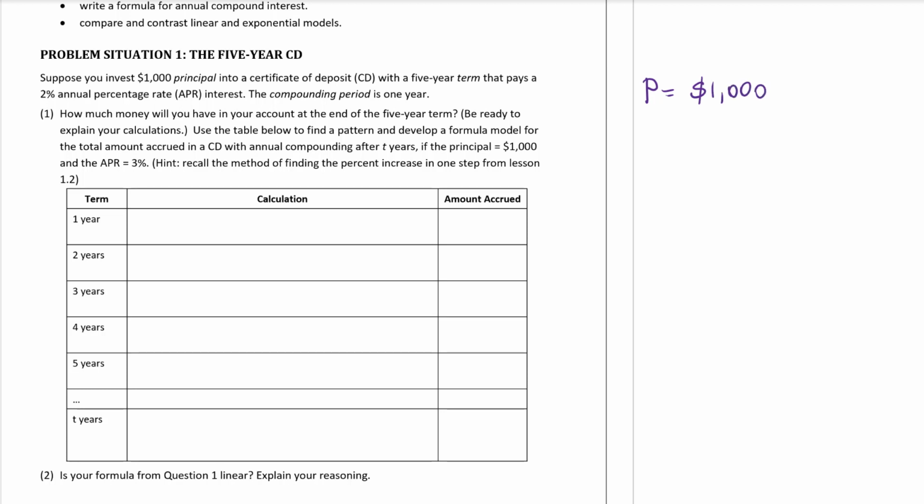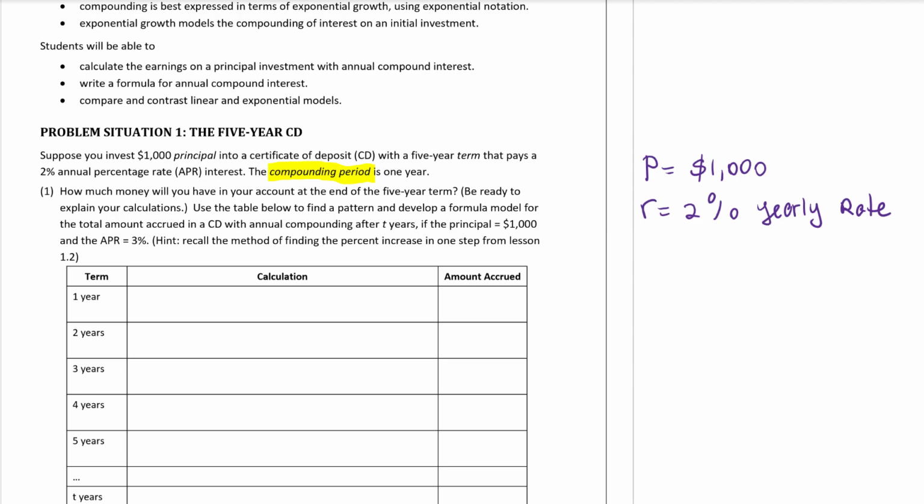And you will be getting a rate of 2% APR yearly. It's a yearly rate. And then you have this term, which we'll explore a little more as the lesson progresses, called the compounding period. Okay, so let's see what's happening here. I'm just noticing that it says 2% and then later it changes to 3%. So we've got to be consistent.